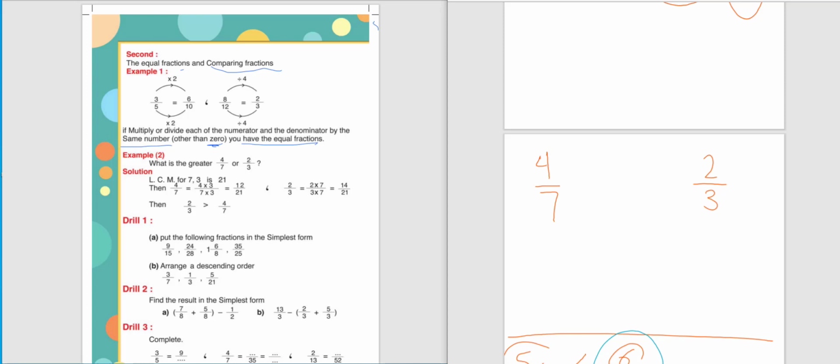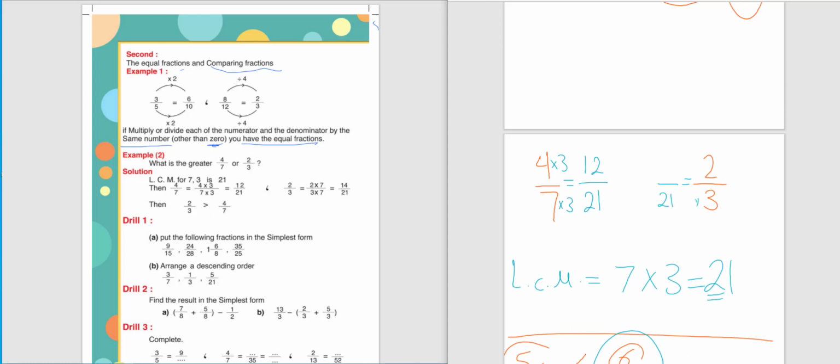So by using LCM, we know LCM of 3 and 7. 3 is prime number and 7 is prime number. If we factorize it, we will get 7, and if we factorize 3, we will get also 7. So 7 times 3 equal 21. So 4 over 7 become the denominator equal 21. So 7 times 3, and 4 times 3. 4 times 3 equal 12.